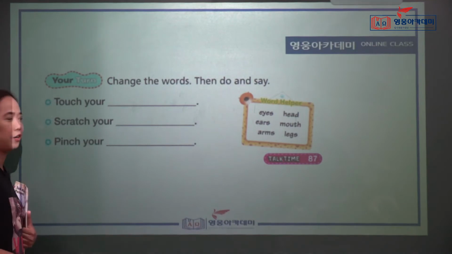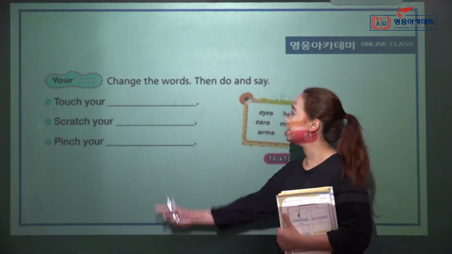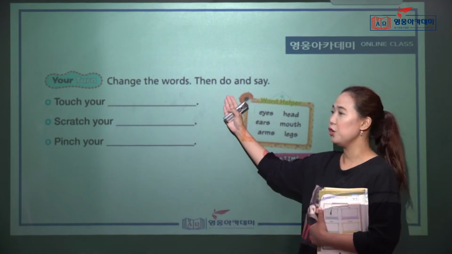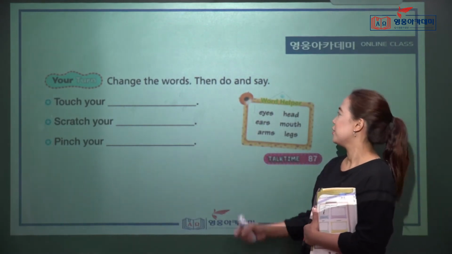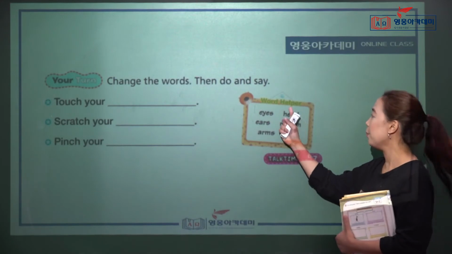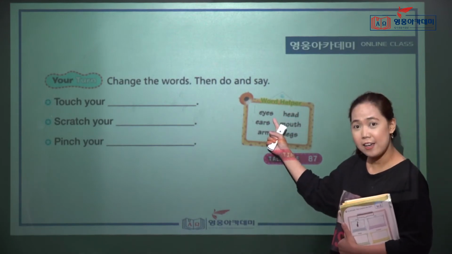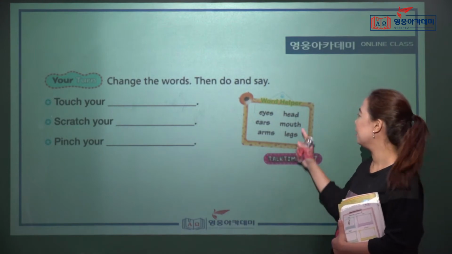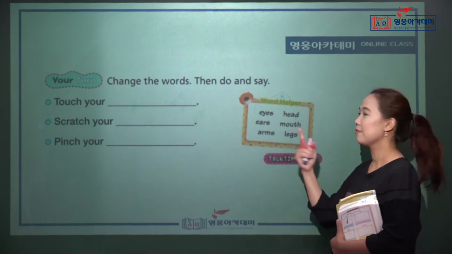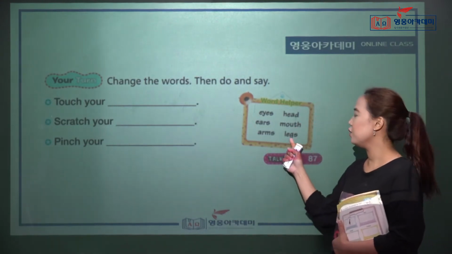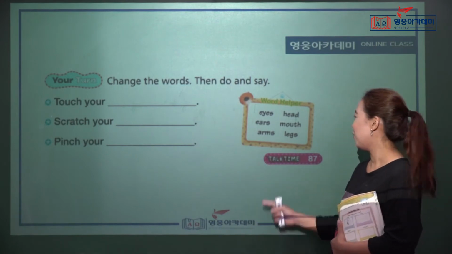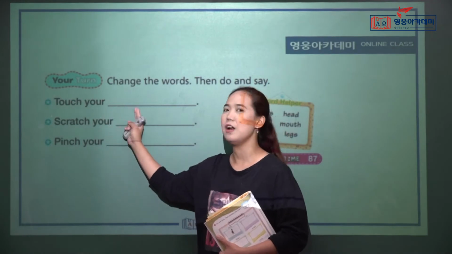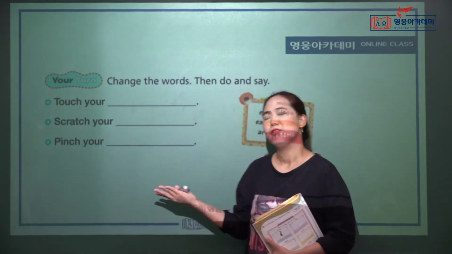Okay, your turn. What is your task here, guys? Change the words, then do and say. So we have here some word helper. What do we have here? Eyes, ears, arms, head, mouth, and your legs. All right, what is your task? Number 1, touch your blank.